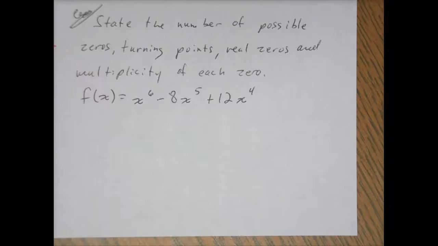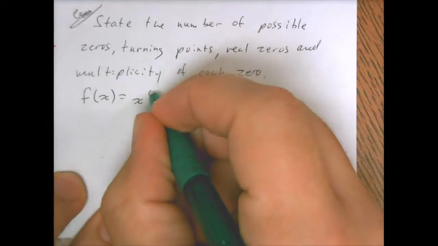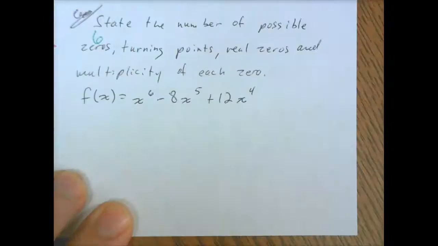Cool. Alright, here we go. Cracking the knuckles, because this one's going to be fun. State the number of possible zeros. The possible zeros is just whatever your highest exponent is. So with this one, the possible zeros would just be 6, because there are 6 possible zeros.